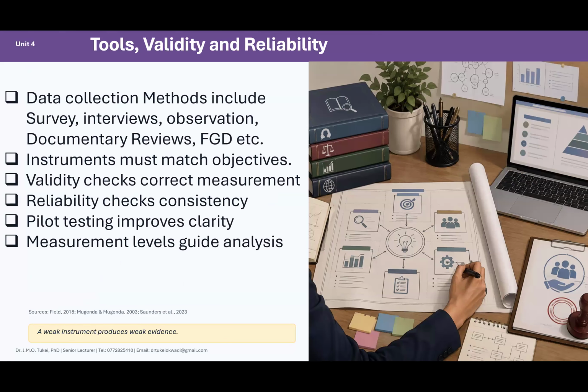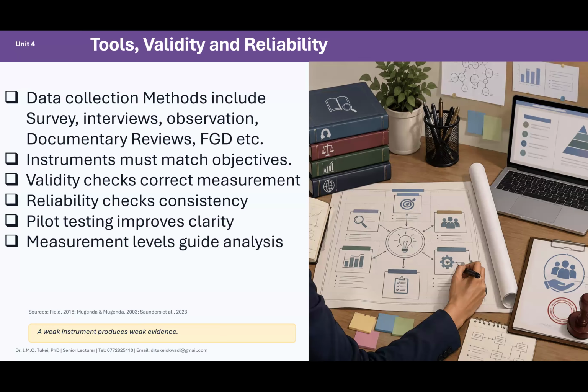How about looking at the tools? Tools, validity and reliability. Very important. This is still on unit number 4. Data collection methods may include surveys, interviews, focus group discussions, observation, documentary reviews, and maybe existing data sets. An instrument is the practical tool.